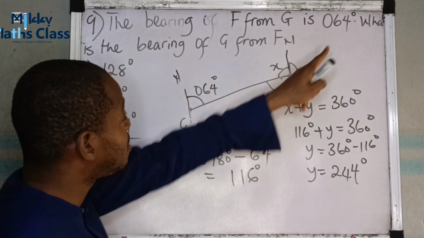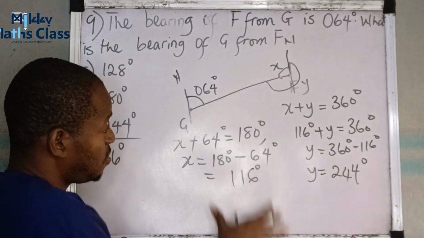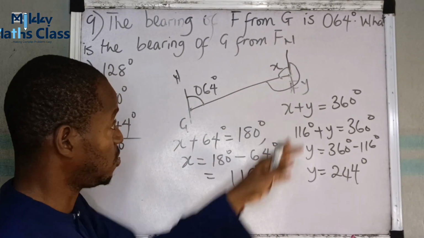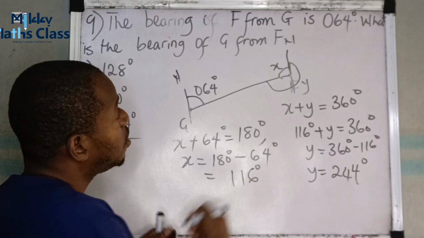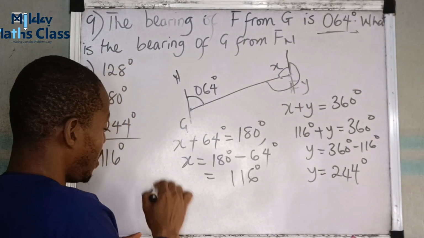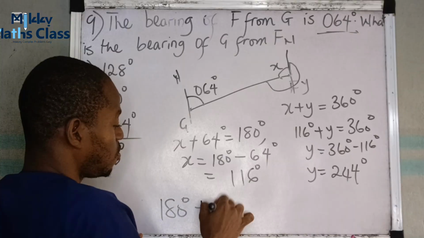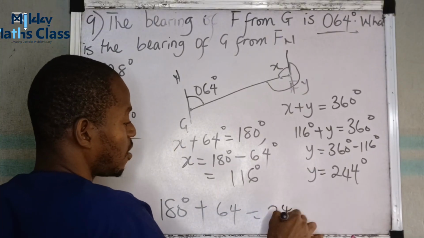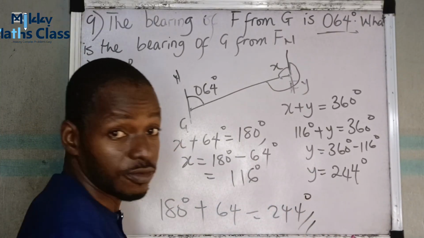Now you can easily do it like this instead of passing through this. In case this is a theory question, that's why you must specify. But since this is objective and time matters, all you need to do is add 180 degrees to 64 and you get your answer. That's why you move to the next question.